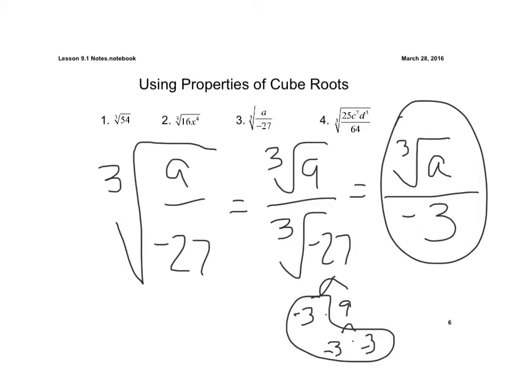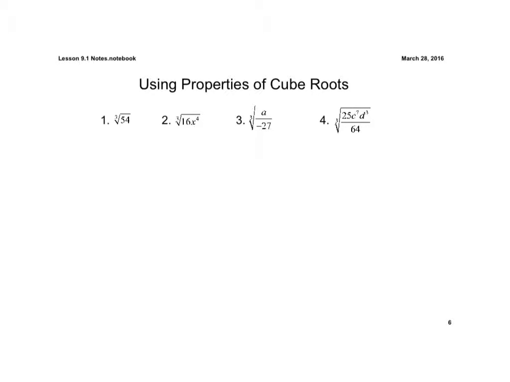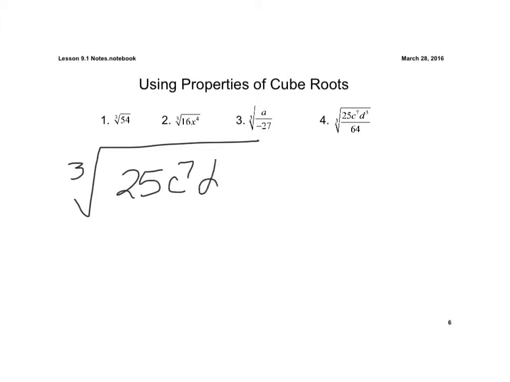All right, and the last example. Now we've been doing quite a few examples. Hopefully you're getting all these in your notes. They should be very helpful. So I'm going to break it up right away into the cube root of 25 c to the 7th d to the 3rd over the cube root of 64.